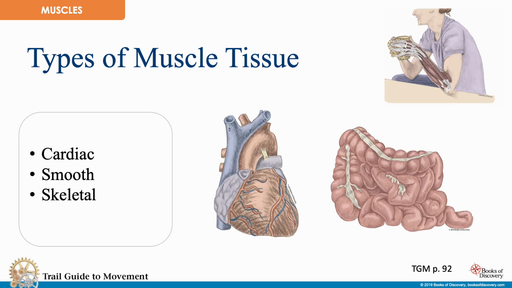There are 3 types of muscle tissue in the body: cardiac muscle, found only in the heart; smooth muscle, found in organs like the intestines, uterus, and blood vessels; and skeletal muscle, the ones we focus on most as massage therapists. Skeletal muscle is voluntary, meaning we can consciously control it. That's why it's our primary focus. It's the muscle tissue we palpate, stretch, and influence during massage.